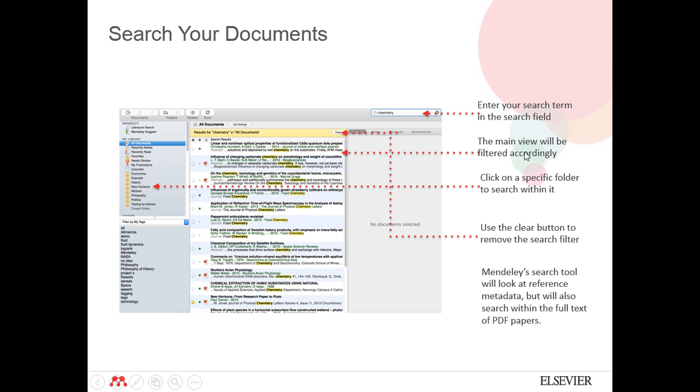Then the main view will be filtered accordingly. Once you have put any keyword in the search field, it will give you all the publications related to that particular keyword, and then you can click on a specific folder to search within it.